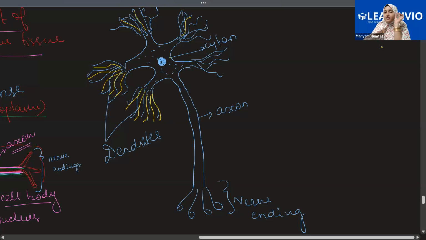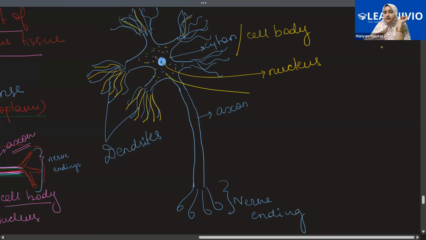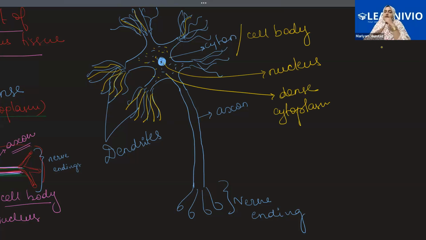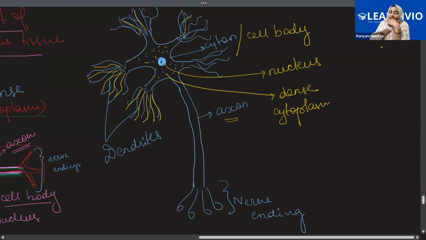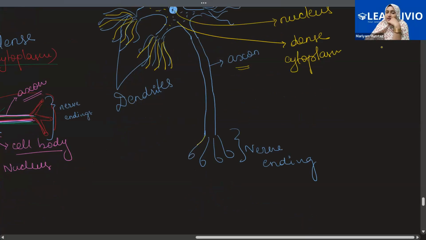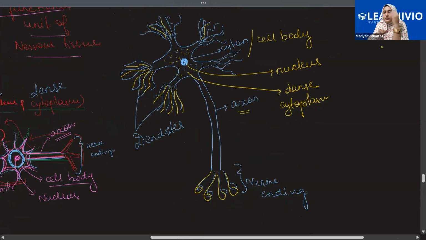Cyton is the middle cell portion. The cyton can also be called the cell body. This cell body has a nucleus present in it, and it has a very dense cytoplasm. From the cell body arises a very long portion, which is called the axon. And at the end of the axon, there is a bulb-like structure which we call the nerve endings. So this is the basic structure of a neuron.